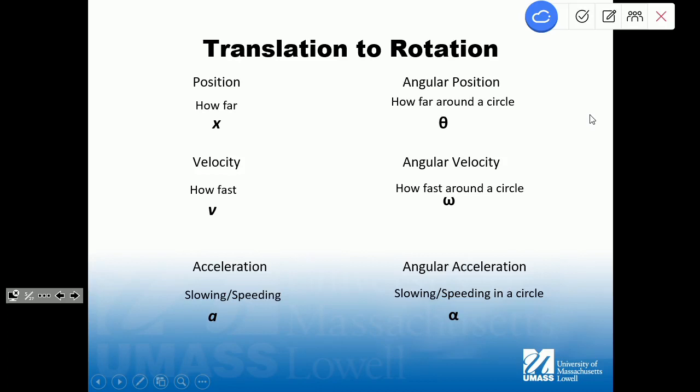So, in translational motion, we measure position or displacement as x, and our unit is typically, what's the SI unit of displacement?